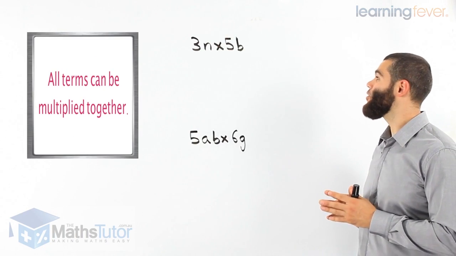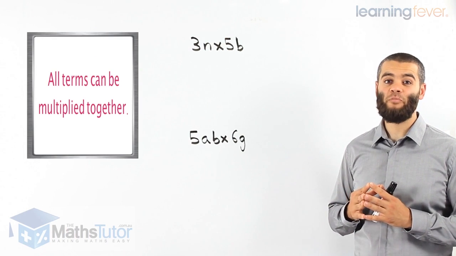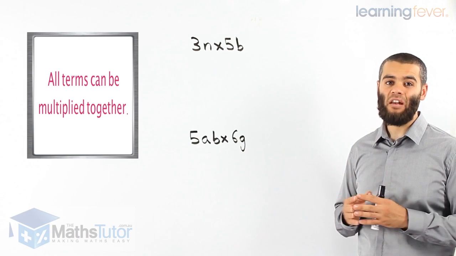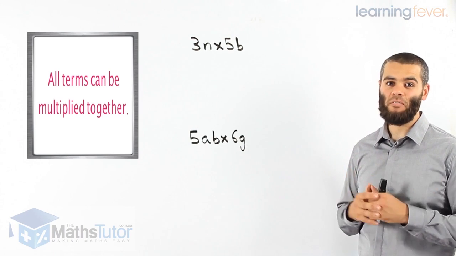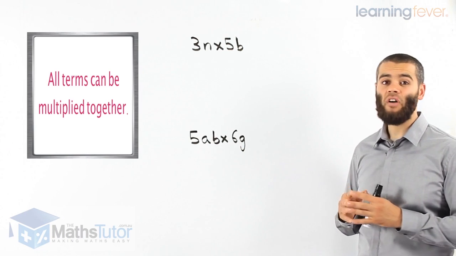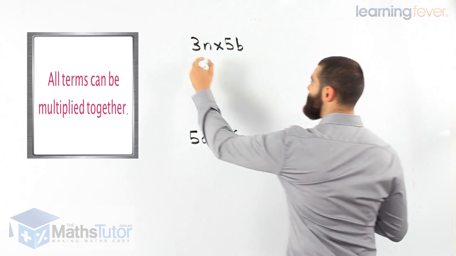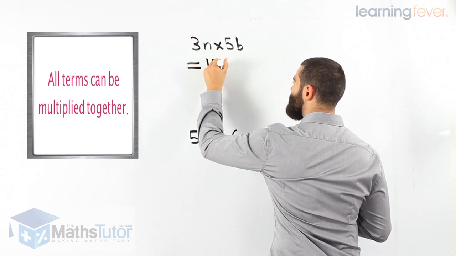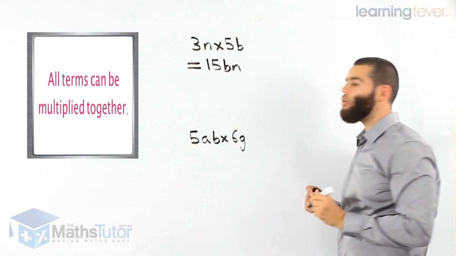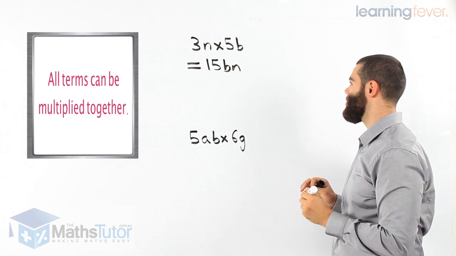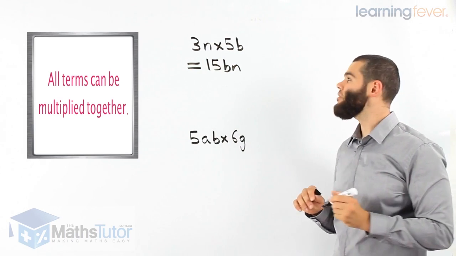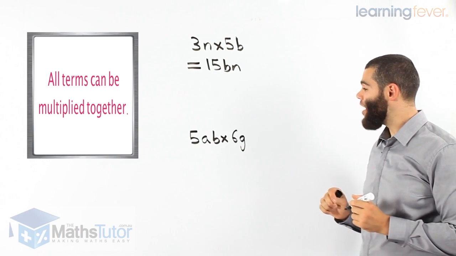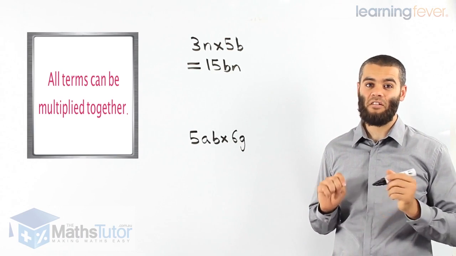Here we have 3n times 5b. Again, we don't worry about like terms. With multiplication, it doesn't matter. So 3n times 5b, simple. We know our times tables. 3 times 5 is 15, bn or nb, but it's better to put in alphabetical order. So 3 times 5, 15, bn. It's that easy.